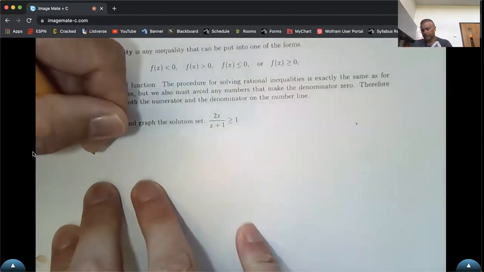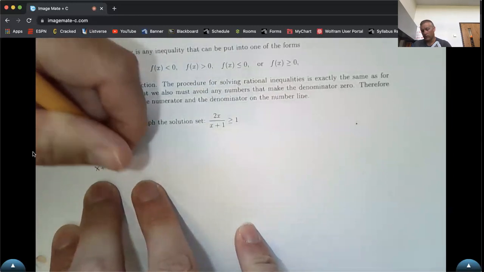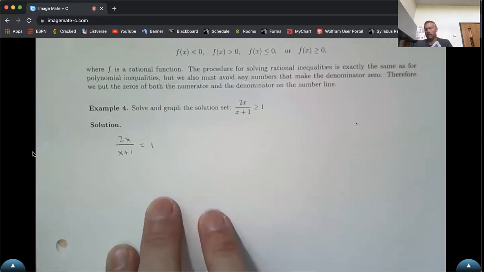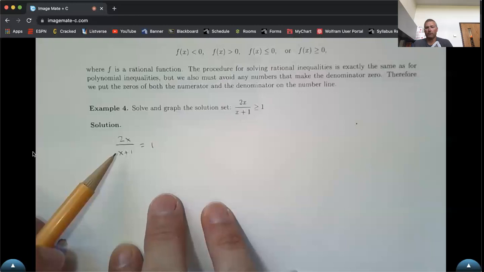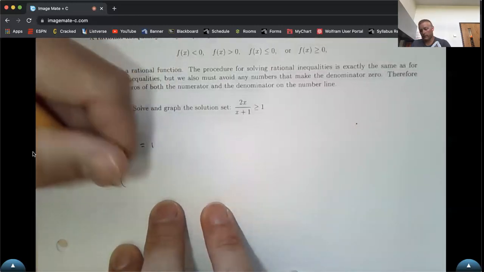So let's solve the equation 2x over x plus 1 equals 1. Now, we can't solve for x if it's in the denominator of a fraction. So let's multiply both sides by x plus 1.